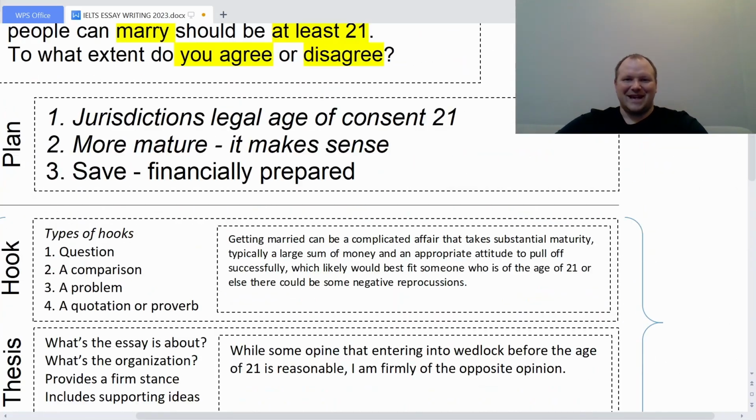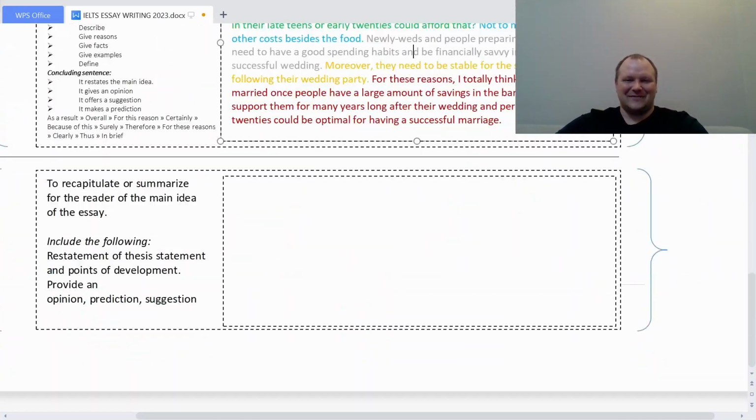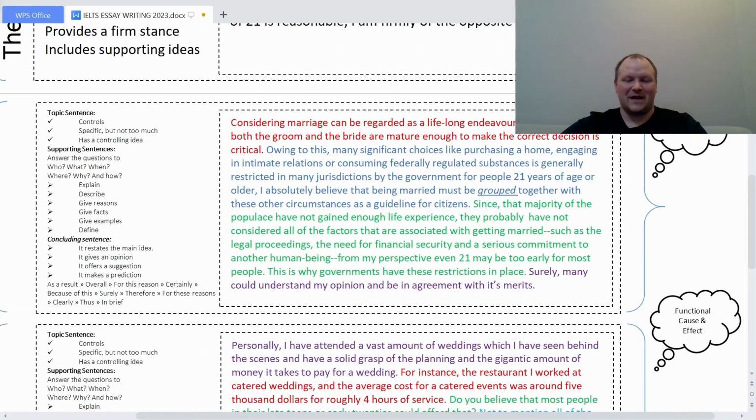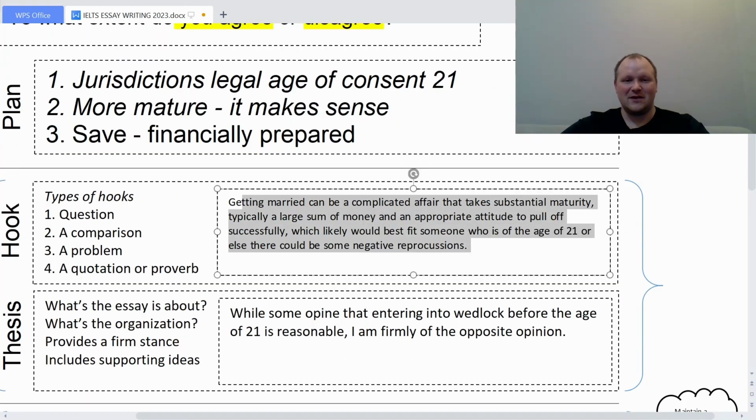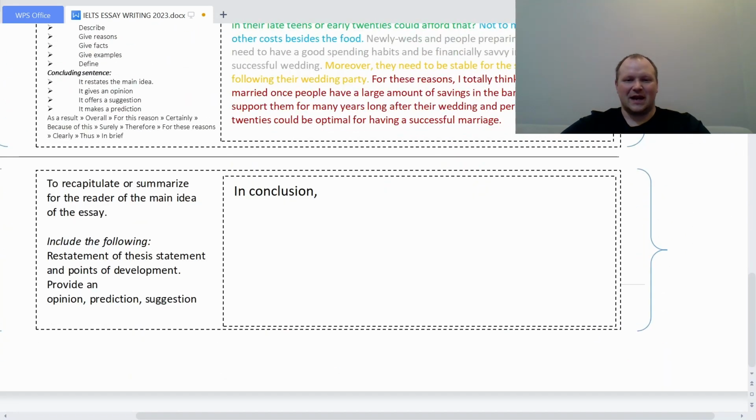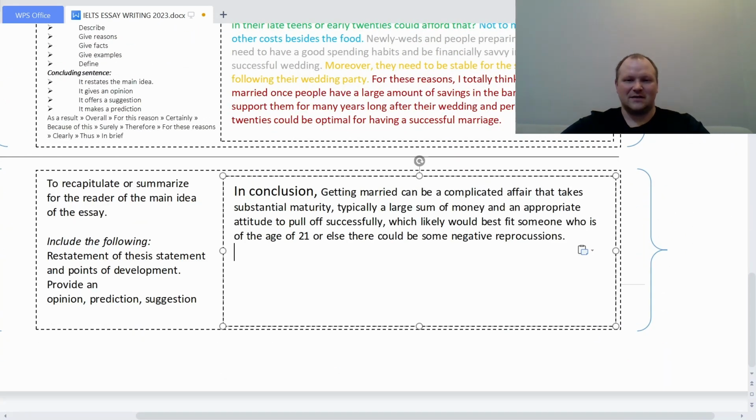All right, it's getting there. Okay, so in conclusion, we need to recapitulate. So what are all the things? Basically, what we said here, we want to say it again. We need to paraphrase our paraphrase.